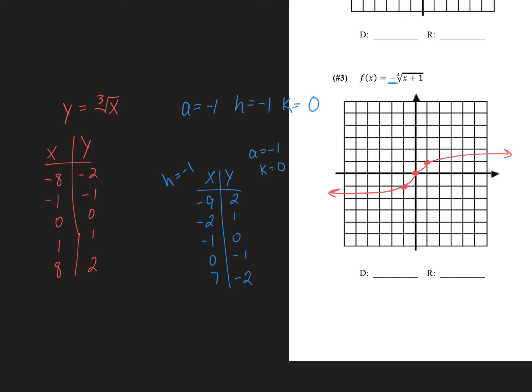Now I'm just going to plot each of these ordered pairs and we can make our graph. Negative 9, negative 2 isn't going to be on our graph, so I'll skip that one. Negative 2, 1 will be right here. Negative 1, 0, and 0, negative 1, and then 7, negative 2. That'll be right there, so I guess we can include that one. Our graph is going to look something like that. You can see that because A was negative 1, we have that reflection over the x-axis, and because H is negative 1, we moved our entire graph 1 unit to the left.